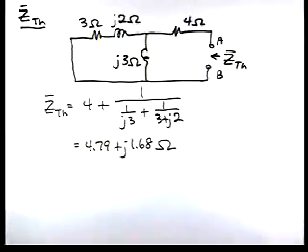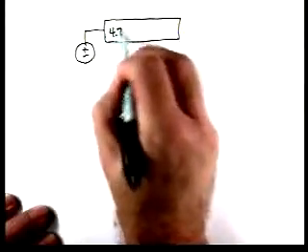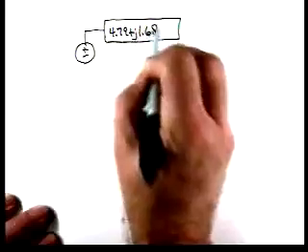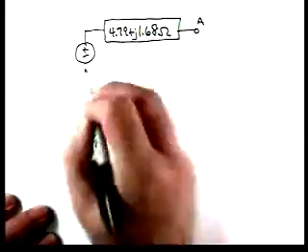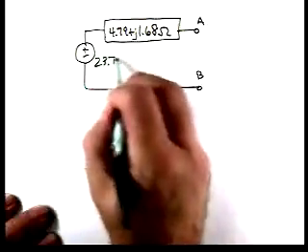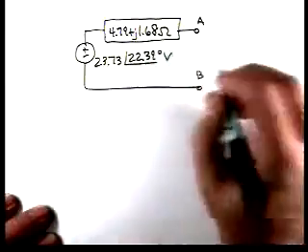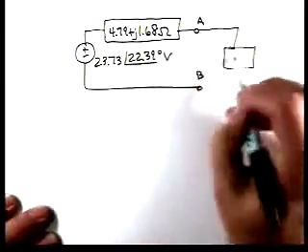Now that completes our Thevenin equivalent circuit. Now we can draw the Thevenin equivalent circuit. Here we have 4.79 plus j1.68 ohms. Here are our terminals A and B. Here's V open circuit. And now we're going to hook up ZL.